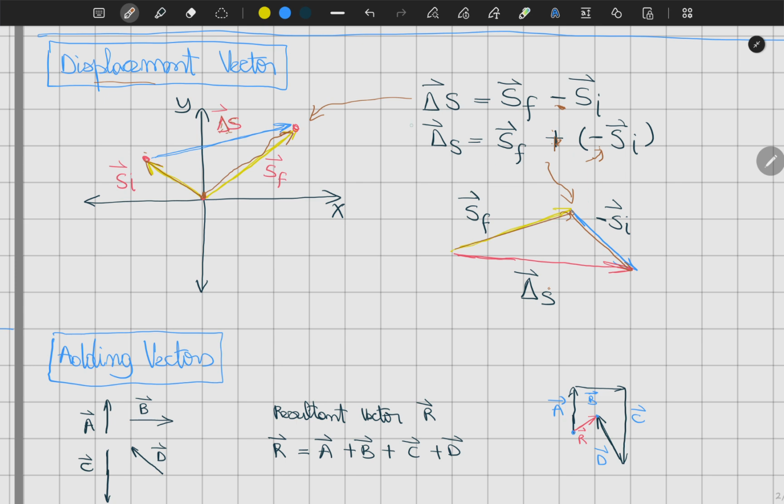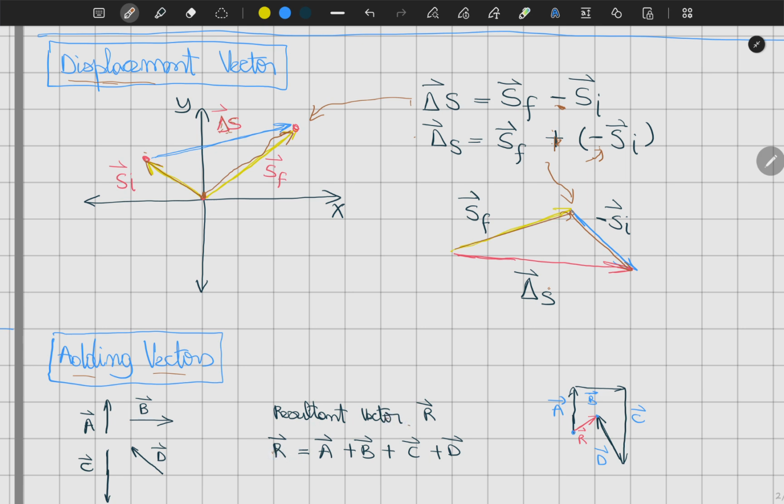So this was just to prove to you these two formulas, and then to show you the displacement vector, and then we got ourselves adding vectors. Okay, in a way that we can add vectors. Okay, this is the resultant that we're going to get for these vectors.